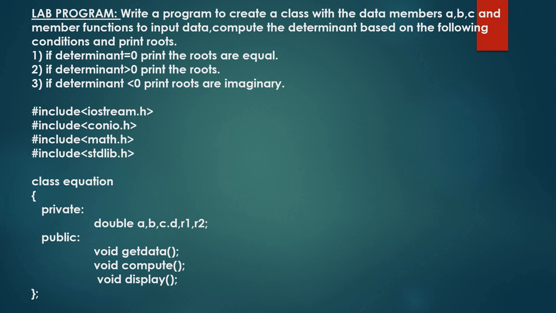Lab program. Write a program to create a class with the data members A, B, C and member functions to input data, compute the determinant based on the following conditions and print roots. Then these are the conditions. First condition, if determinant is equal to 0, print roots are equal. If determinant greater than 0, print the roots. If determinant less than 0, print roots are imaginary.